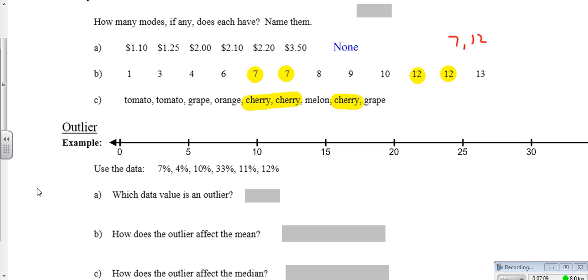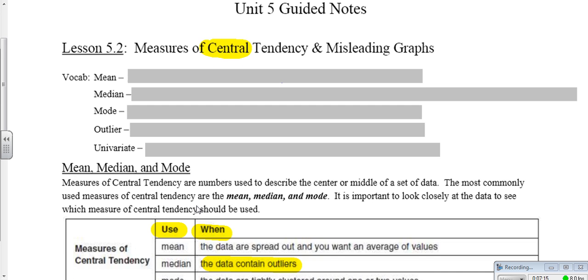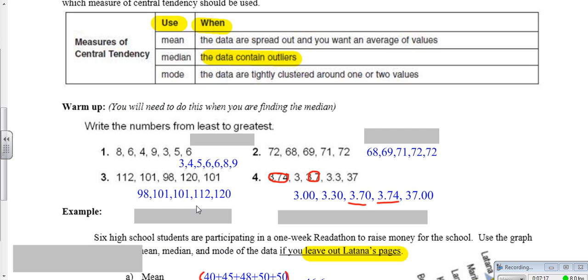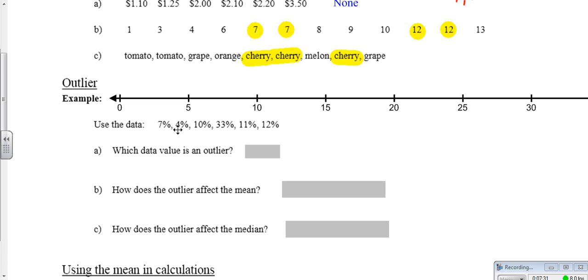Alright, outliers. We talked about outliers, and if you notice on the other page, we had 37 right here. In this list, it definitely stands out compared to the rest. 3, 3, 3, and 3, 37. That would definitely be considered an outlier. So let's take a look at this one. We have 7%, 4%, 10, 33, 11, and 12.